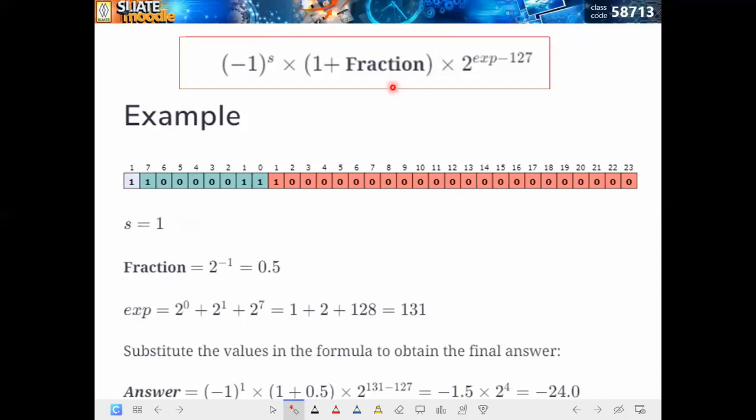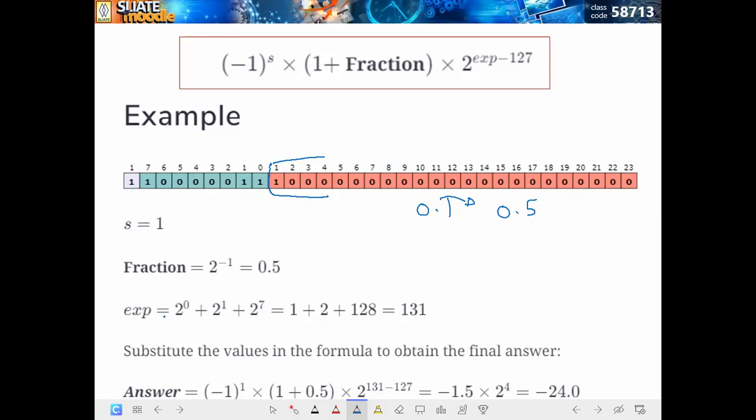Then the fraction. 2 to the minus 1, that means 0.5. You can find the fraction here, right? You get the fraction as 0.1. When you convert this 0.1 to its decimal value, you get 0.5, right? Here is the fraction.